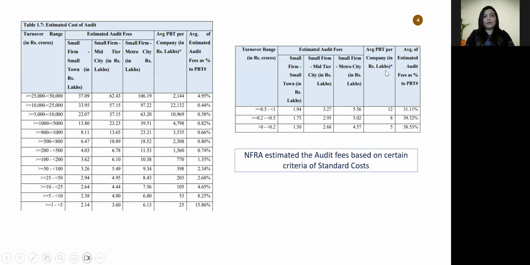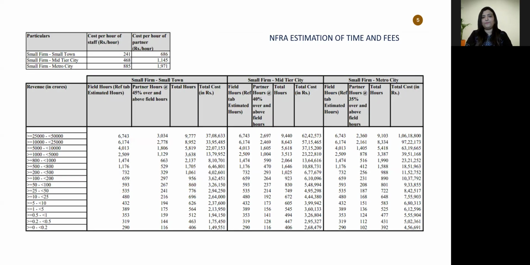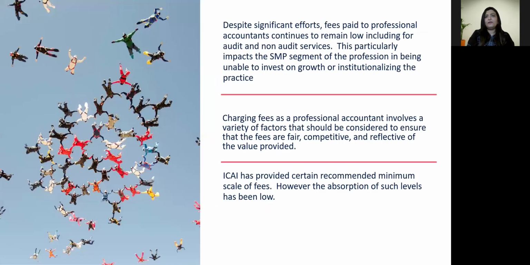Now, and this is the 1,49,000 that you see as the 1,50,000 at the end. So this is the NAFRA, what they said. Now, despite significant efforts, fees paid to professional accountants appears to be a matter of concern. This particularly impacts the SME segment of the practice, and we are unable to invest on growth or institutionalizing the practice.